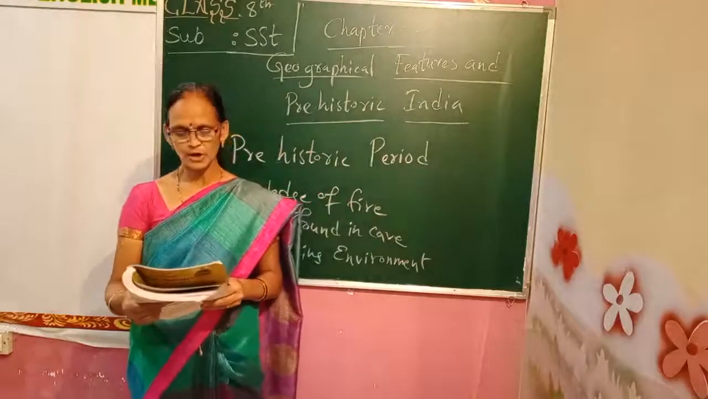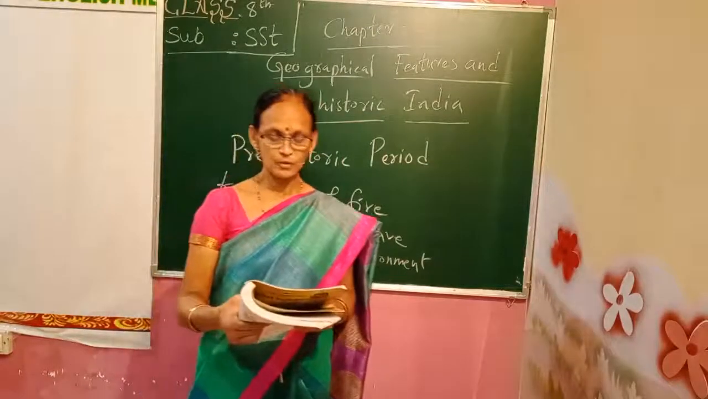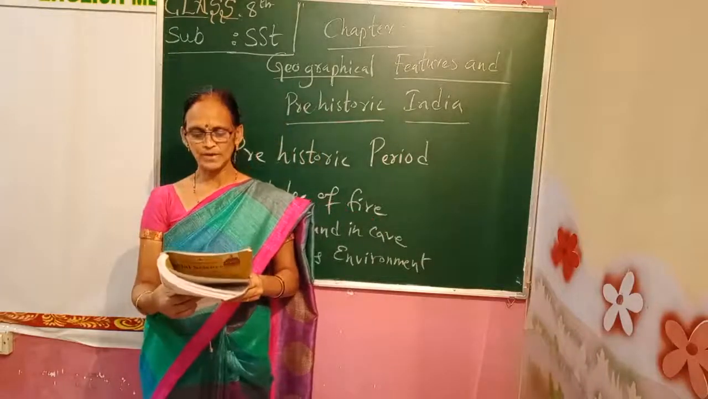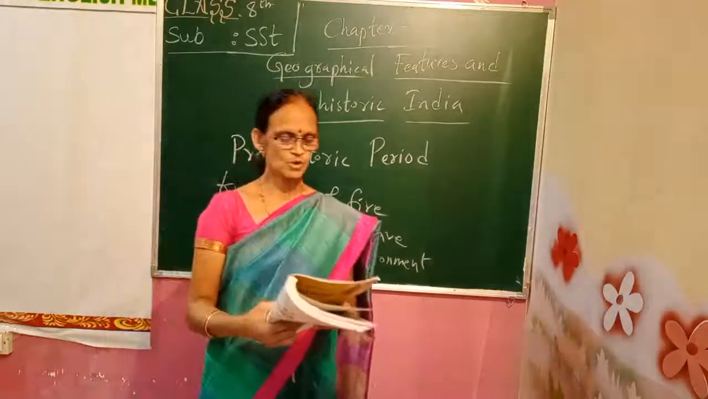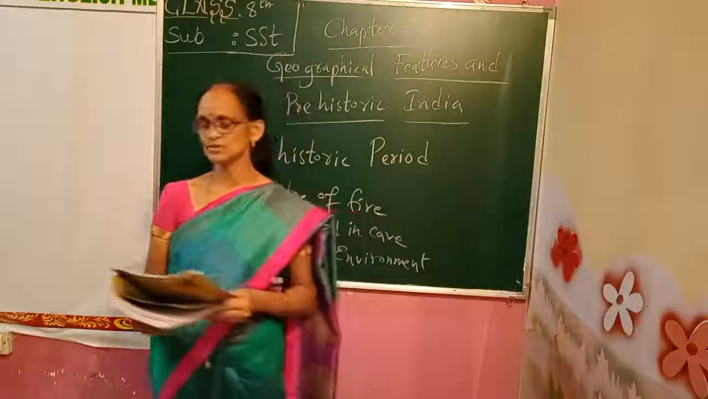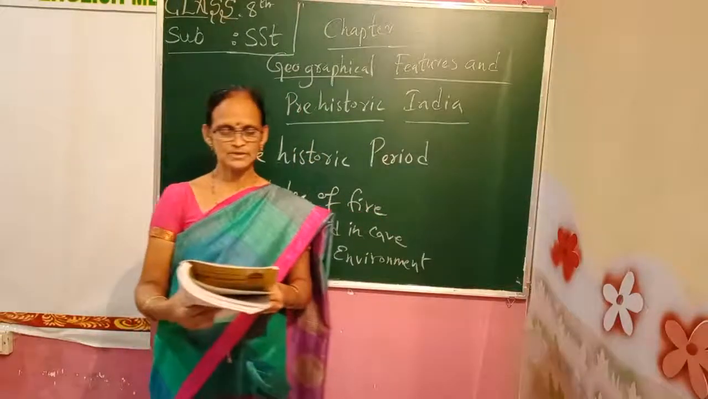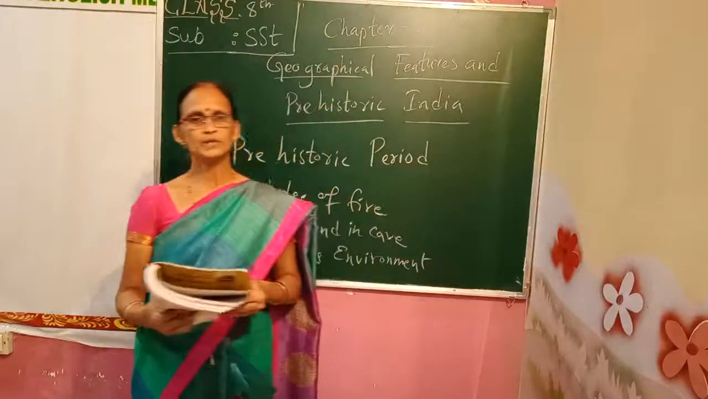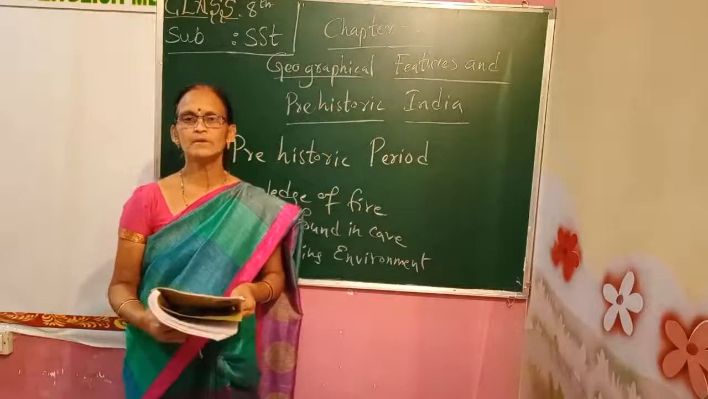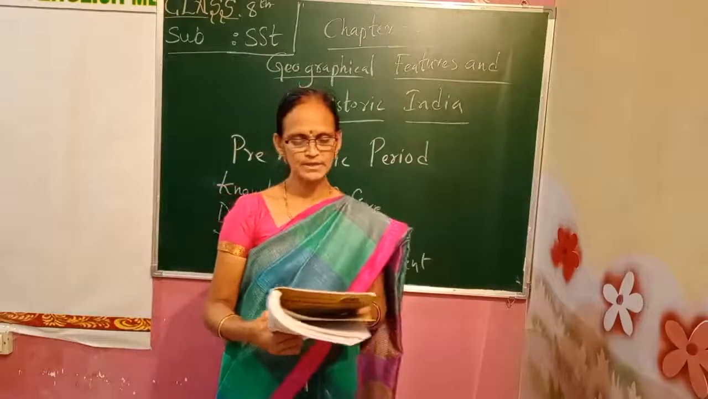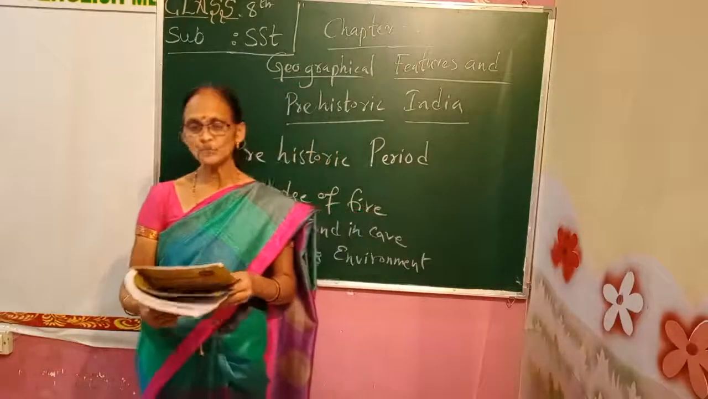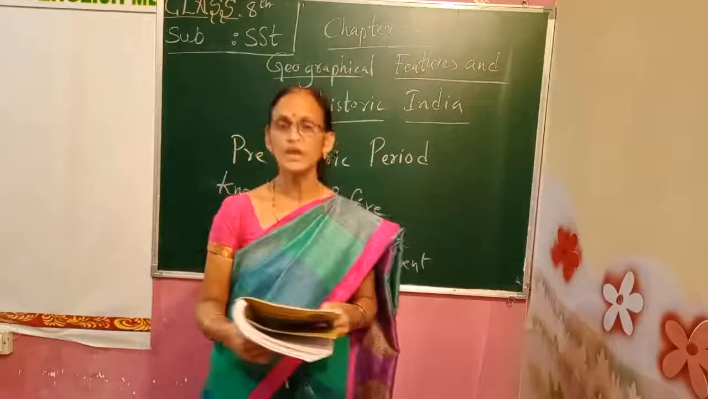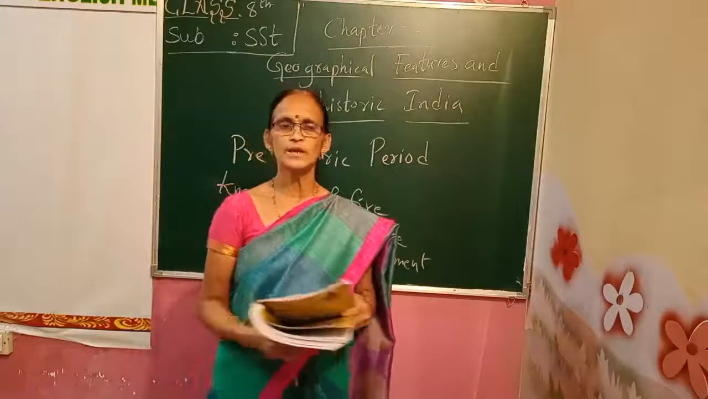in the southern part of the Asian continent. As it is surrounded by water on three sides and land on one side, it is called a peninsula. India is a peninsula and also a subcontinent. Why is it a subcontinent? Because it occupies a huge area in the southern part of the Asian continent. So, it is called the subcontinent.